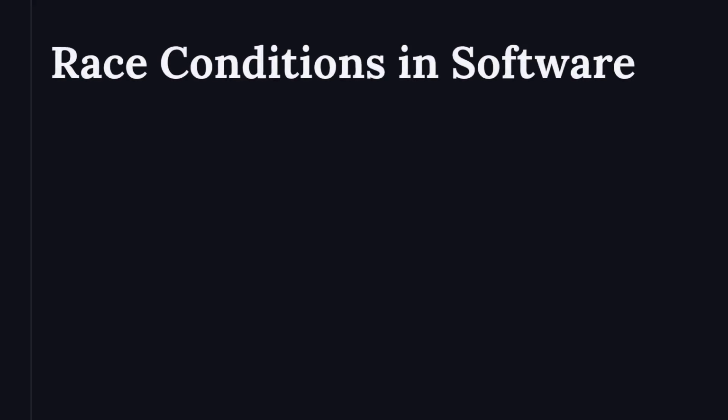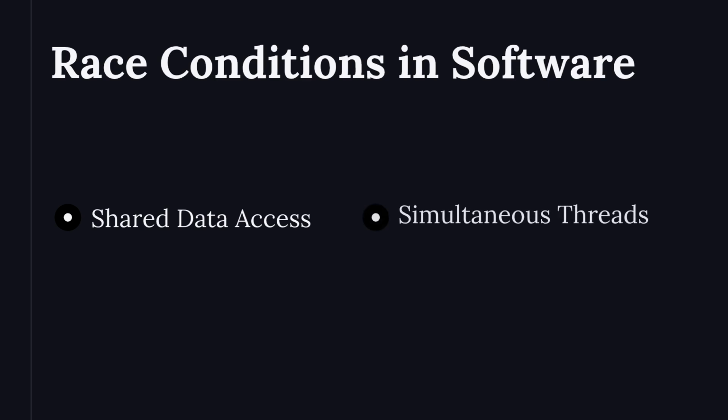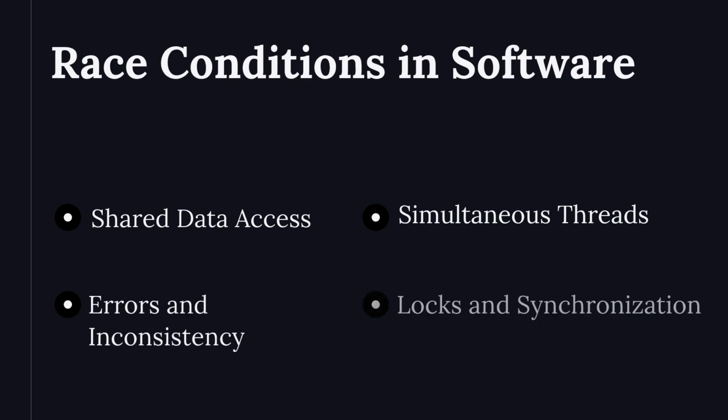Critical sections involve code that accesses shared data. Race conditions occur when threads access shared data simultaneously. They can cause errors and inconsistent behavior. Solutions include locks and synchronization methods. Proper control ensures reliable software.